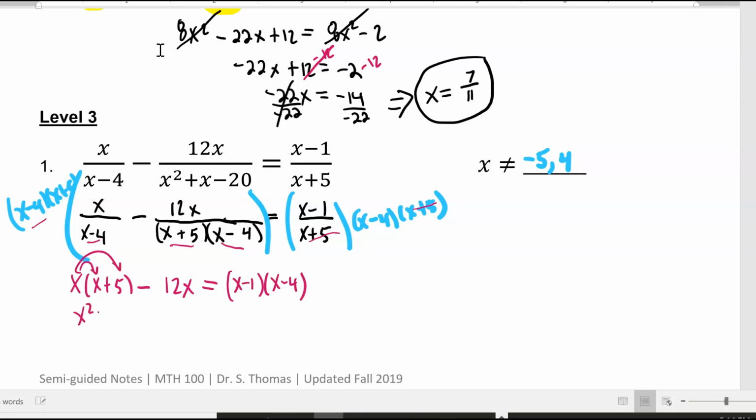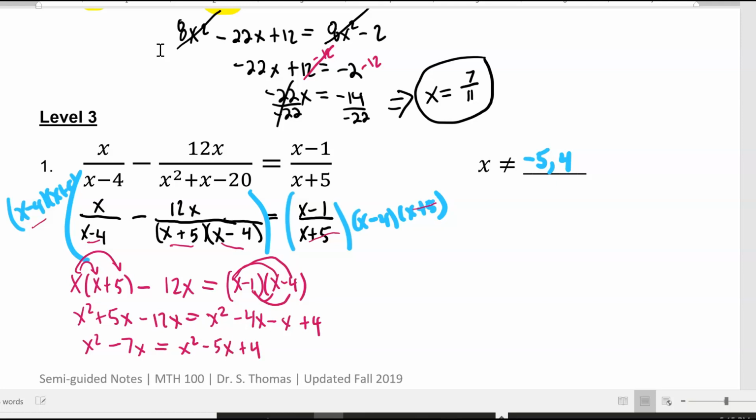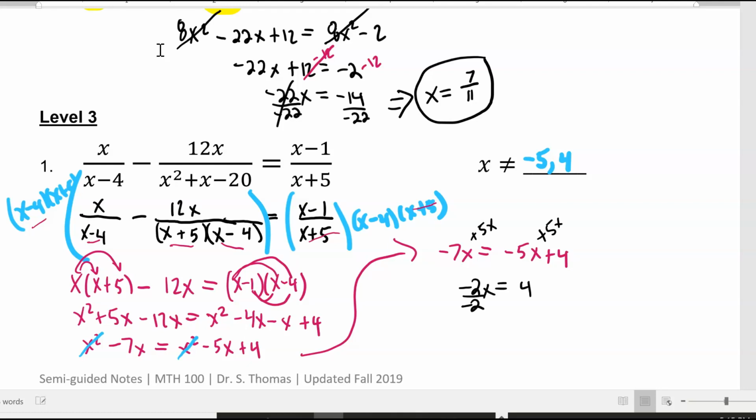Then we have x squared minus 7x equals x squared minus 5x plus 4. And again, we can get rid of these x squared, so subtract x squared from both sides, and you'll see that you get rid of them. Now we can add 5x to both sides, and we get negative 2x equals 4. Divide by negative 2, x equals negative 2.